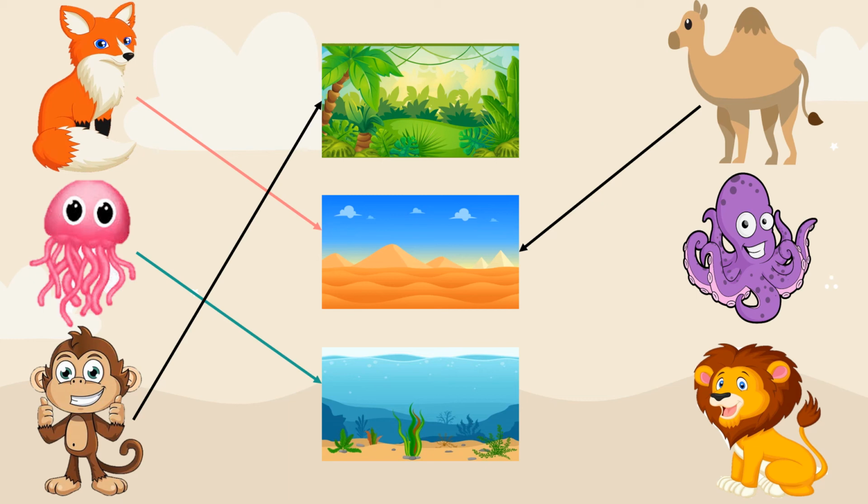And octopus. Where does octopus live? It lives in the sea. Clever boys. Where does lion live? It lives in the jungle.